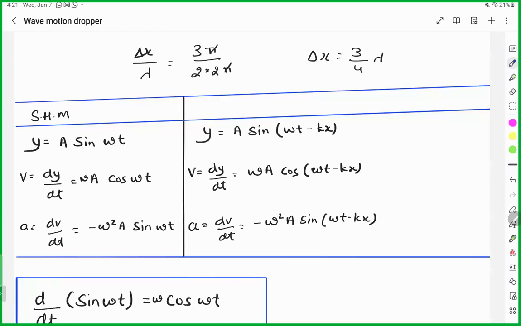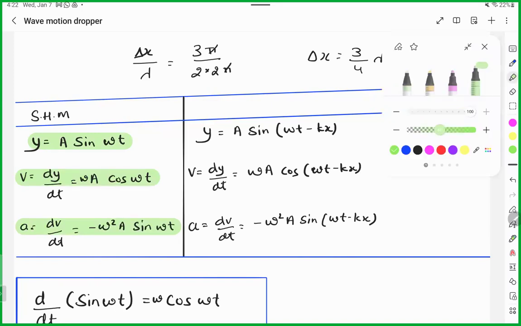Any doubt, guys? If you don't have any doubt, then this complete topic is done. You can solve questions of SHM because it's been a long time since you revised this. This part is extremely important.